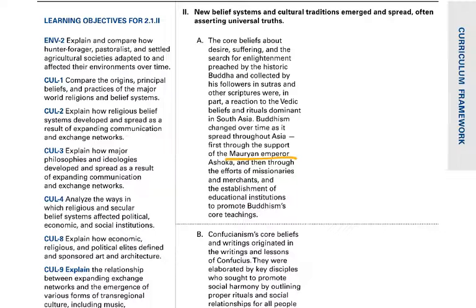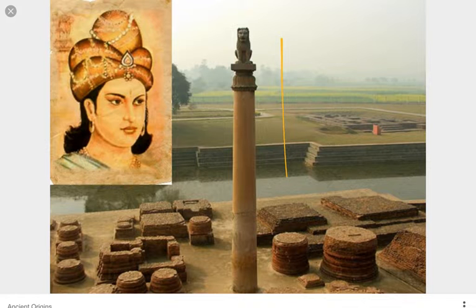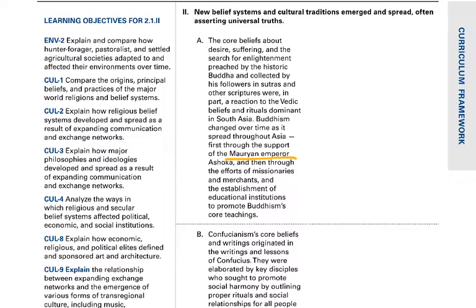Now that's a garbling of the concept, but it's just good to know that Buddhism was pushed by Ashoka. The key is you want to know Ashoka is the emperor who, after putting down a rebellion, sees the bloodshed and converts to Buddhism. The story goes he then becomes more peaceful, and he does open up Buddhism within India, or the Indian subcontinent. And then Buddhism will spread through the efforts of missionaries and merchants and the establishment of educational institutions.